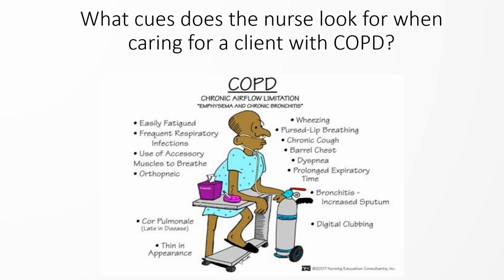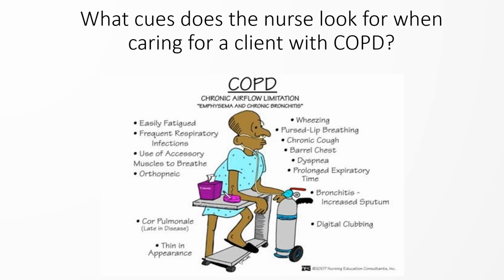Breathing, they might have dyspnea, pursed lip breathing. They might present with a barrel chest. You might hear wheezing, audible or listening with your stethoscope. They may use their accessory muscles when breathing. They could be orthopneic. Orthopneic means standing. They're having trouble breathing while lying down, or they prefer breathing while upright. They could be thin in appearance.